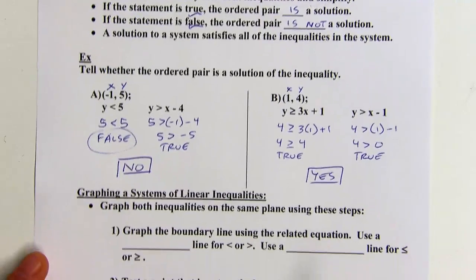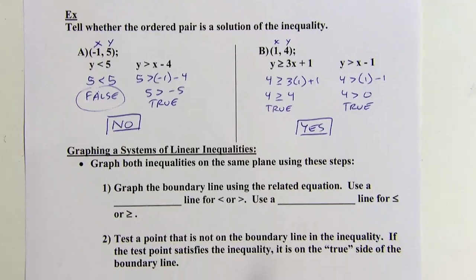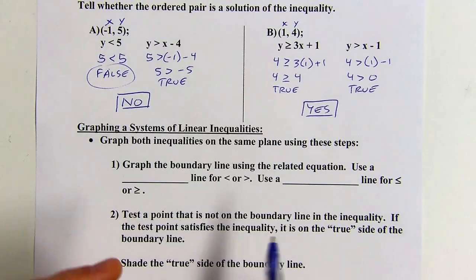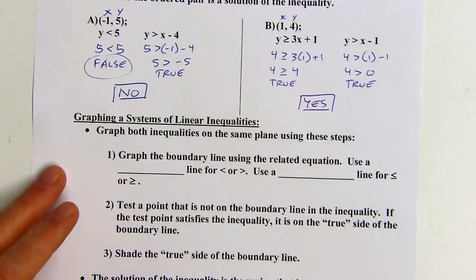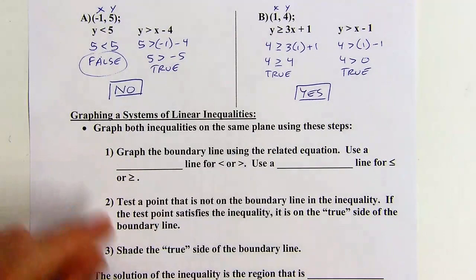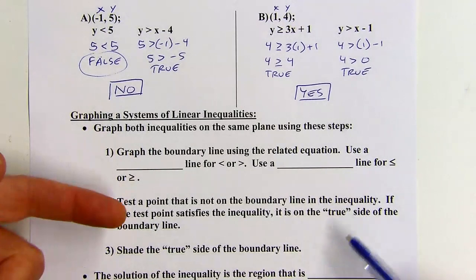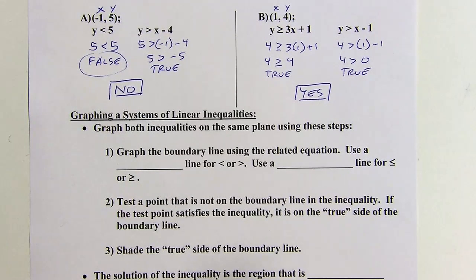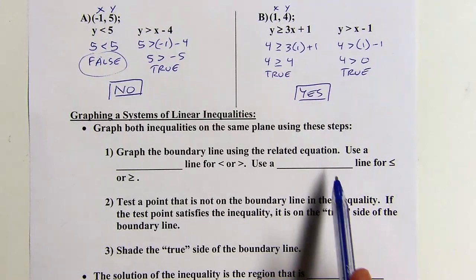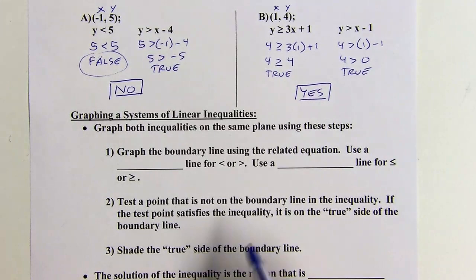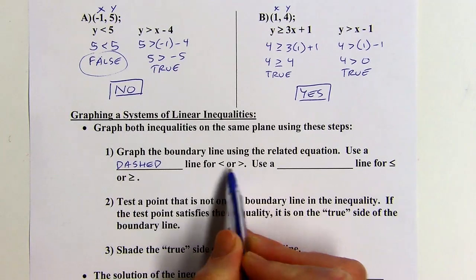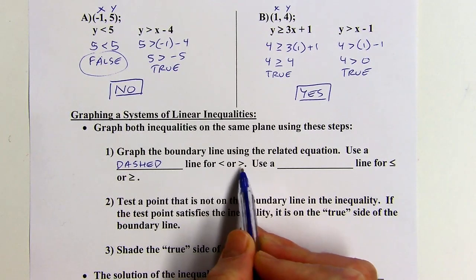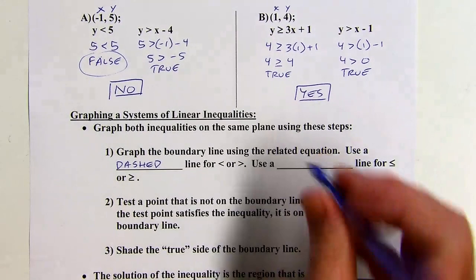All right, so we're going to look at graphing systems of linear inequalities. This is very similar to graphing just a single linear inequality, except we're going to have more than one of them on the same xy axis. It says graph both inequalities on the same page using these steps, which are just the steps for graphing any linear inequality. We're going to graph the boundary line using the related equation. We're going to use a dashed line where the inequality symbol is not underlined. When it is underlined, then we're going to use a solid line.